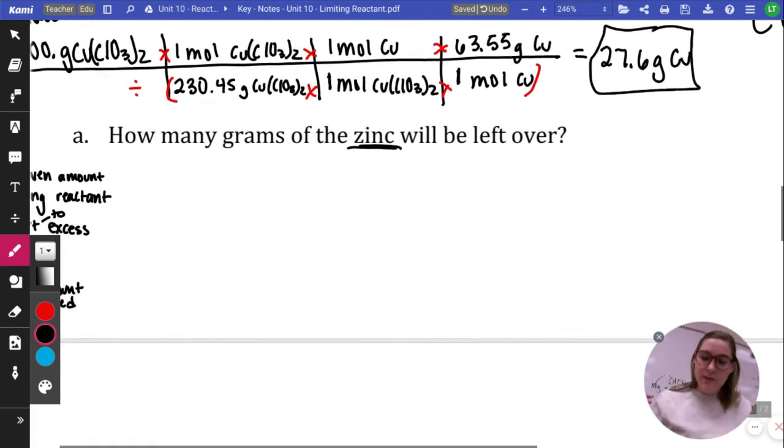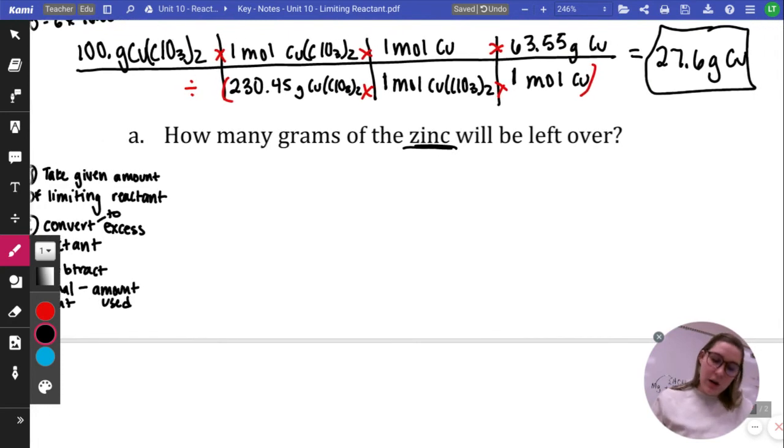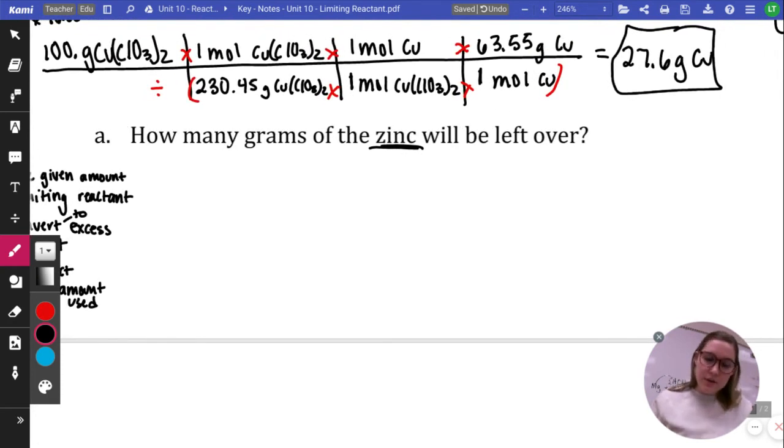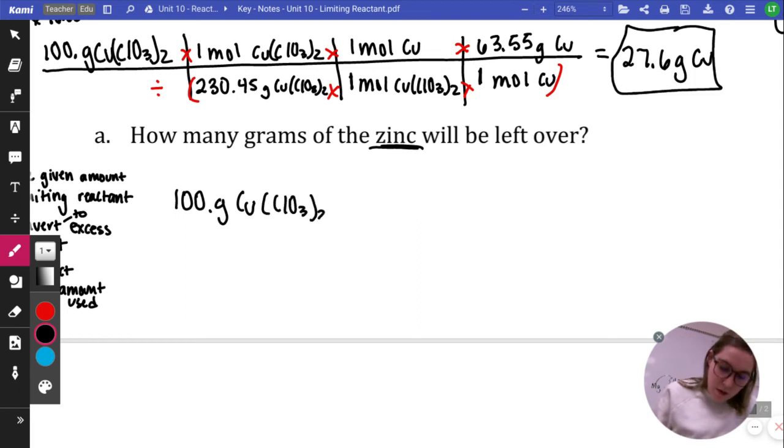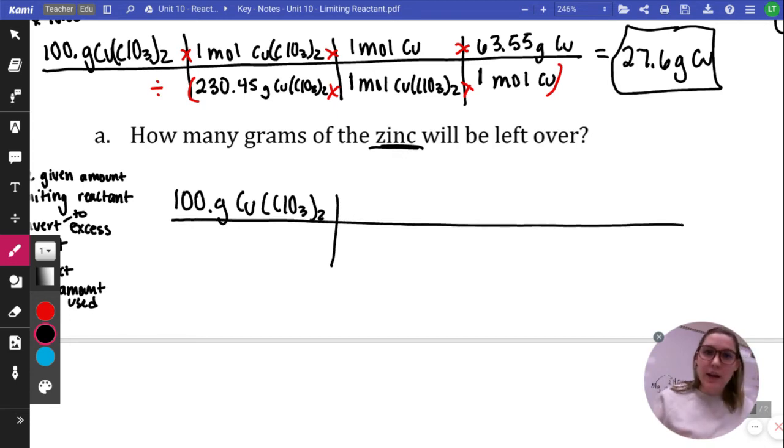So it says how many grams of zinc will be left over. All right, so we're going to start with our original amount of our limiting reactant. So we had 100 grams of copper chlorate. I'm going to go ahead and convert that into grams of zinc, because that'll tell me how much zinc I needed to react with my copper chlorate.